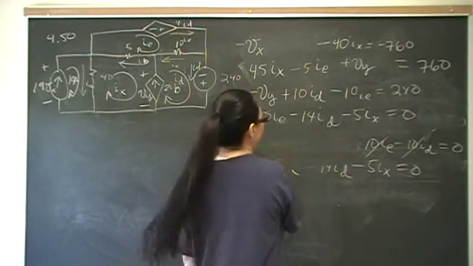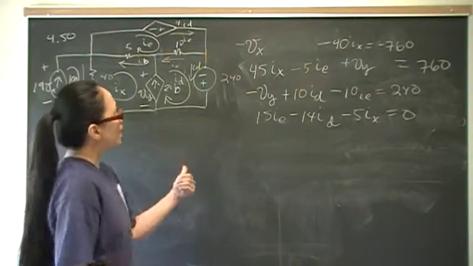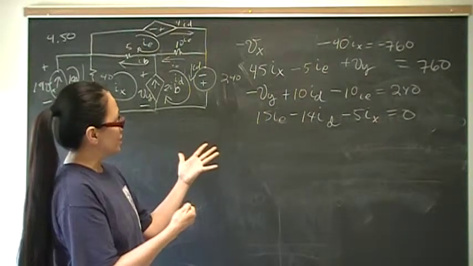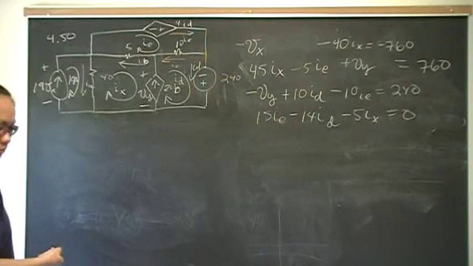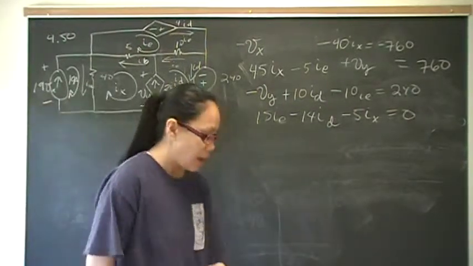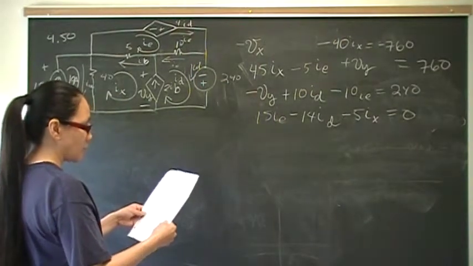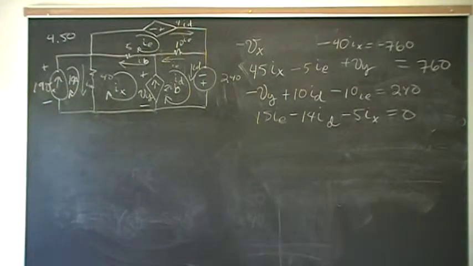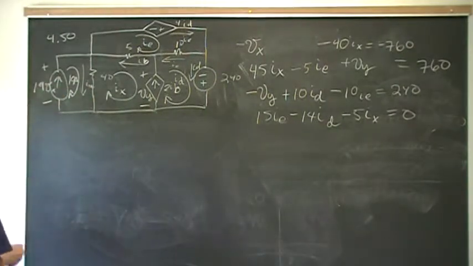How many unknowns do we have? We started at IE, IX. So we have IA, Vx, Ix, IB, ID, IC, IE, and Vy. We have 8 unknowns and 4 equations. So we need 4 more equations in order to solve for everything. So let's go ahead and get our additional equations from the constraint equations.